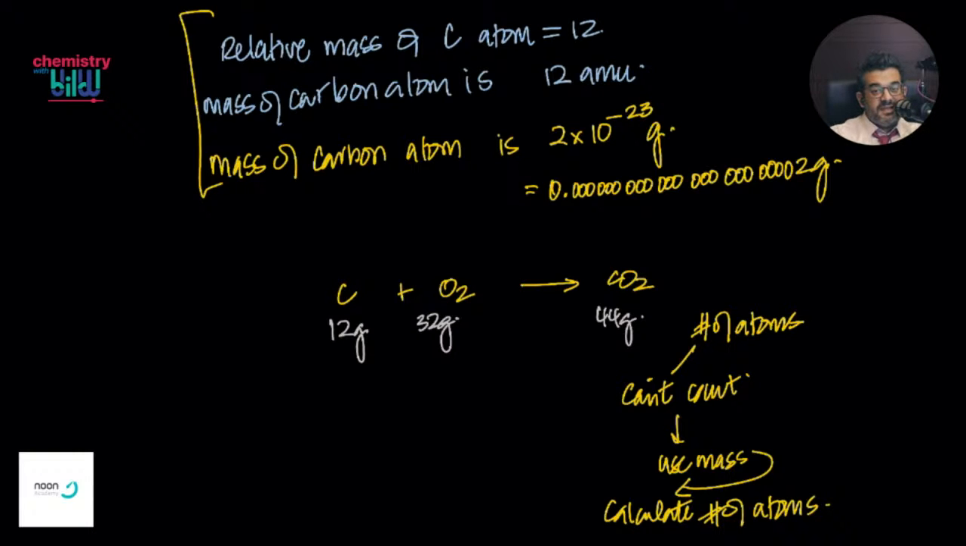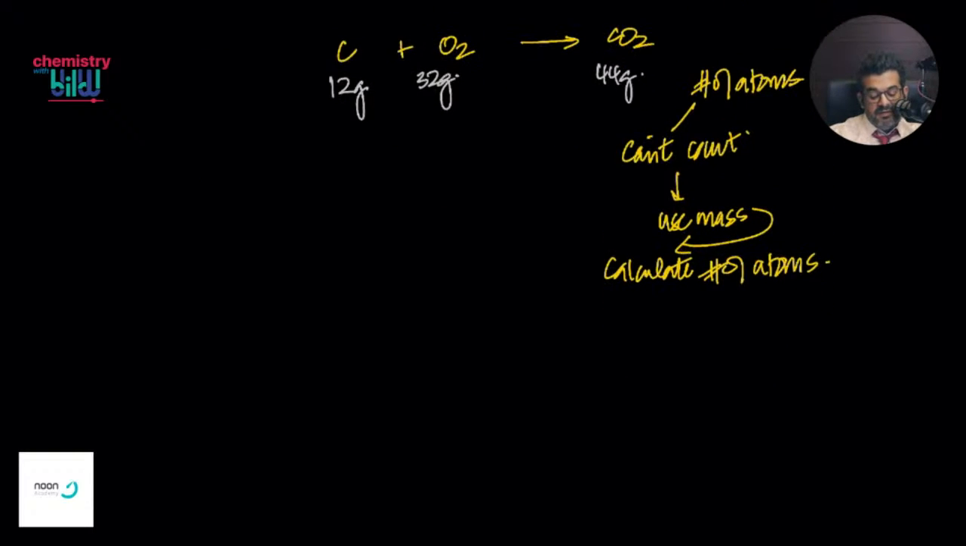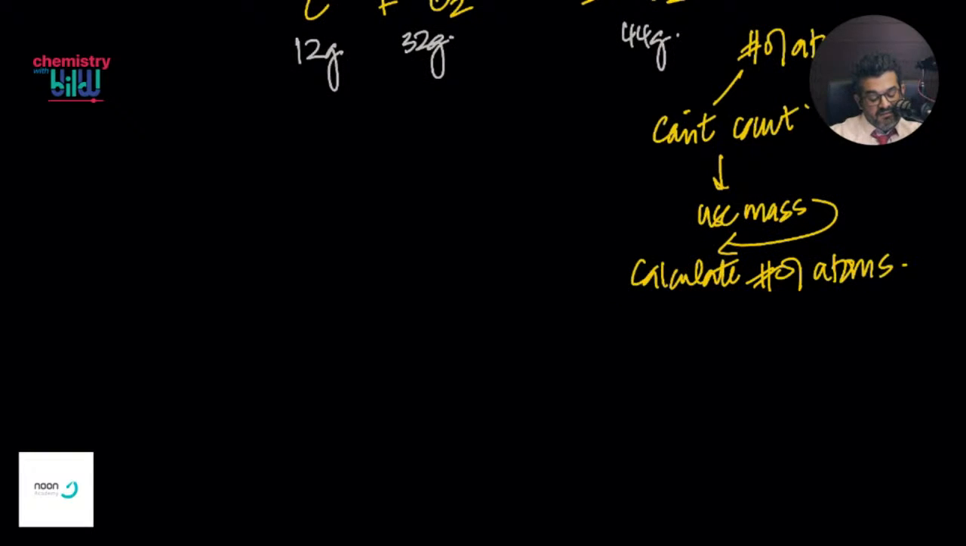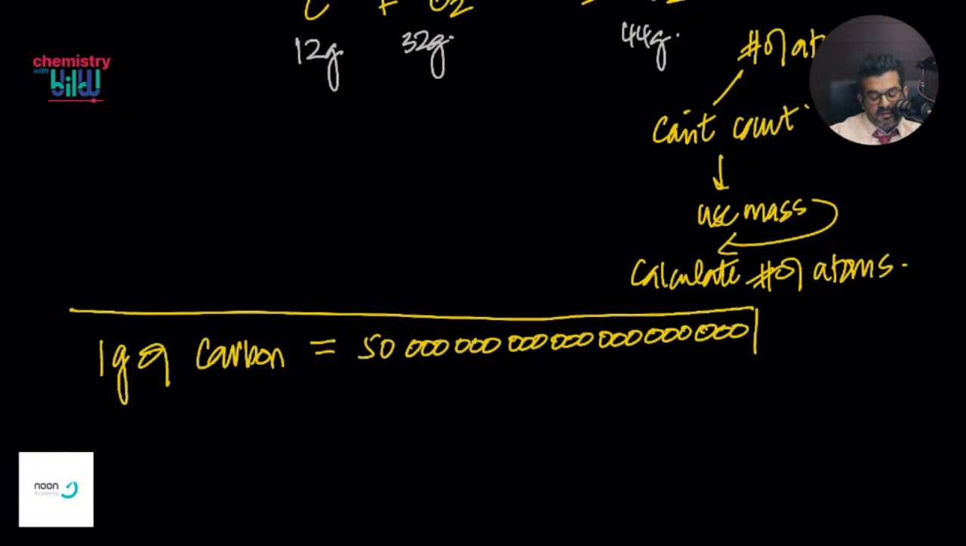The reason it's there to make our lives easy is this. If I told you two things: one is that an actual atom of carbon is so, so small that we can't really count it. We'll have to use mass to calculate the number of atoms, because if you were to count them, there are so many. Even if I take 1 gram of carbon, how many atoms does 1 gram have? One second. One gram of carbon has 1, 2, 3, 4, 5, 6, 7 ... this many atoms of carbon.